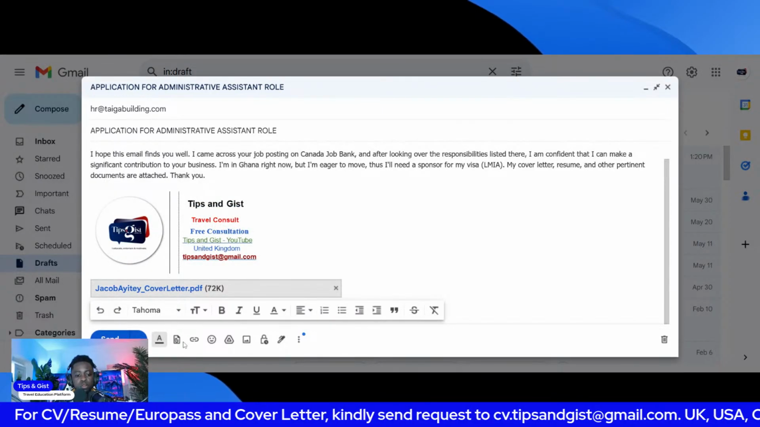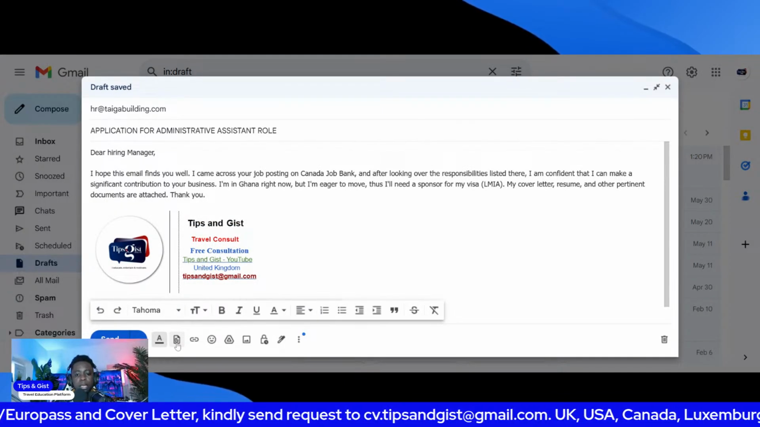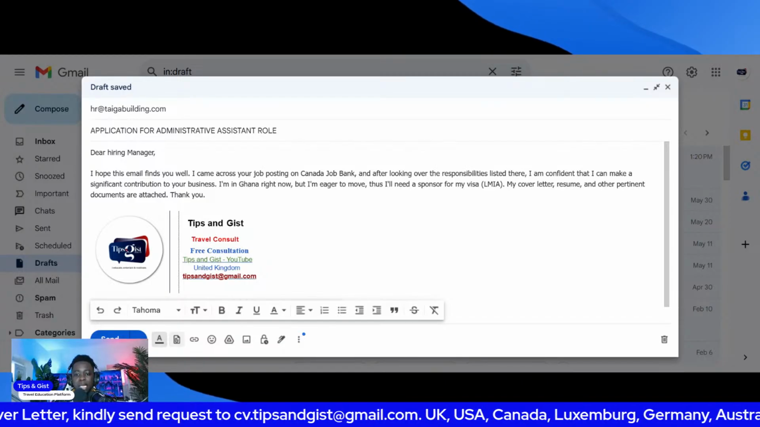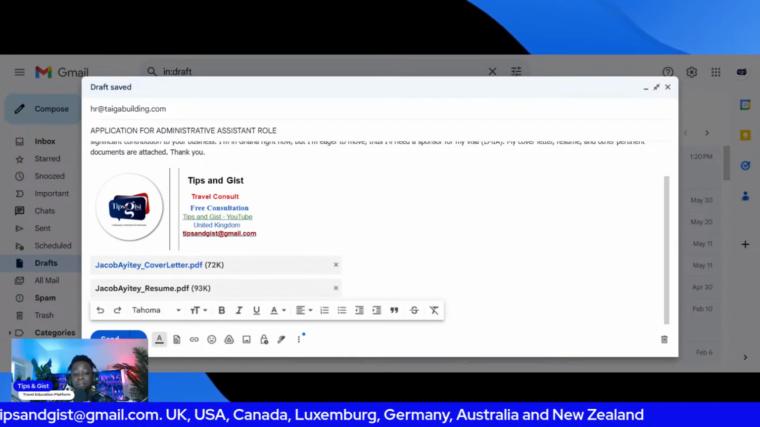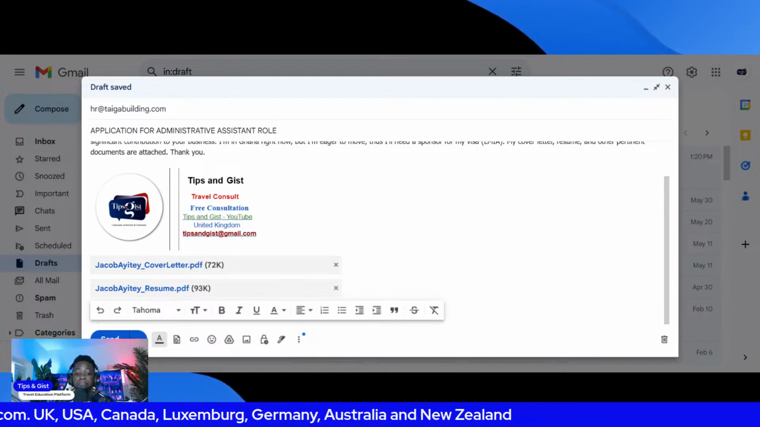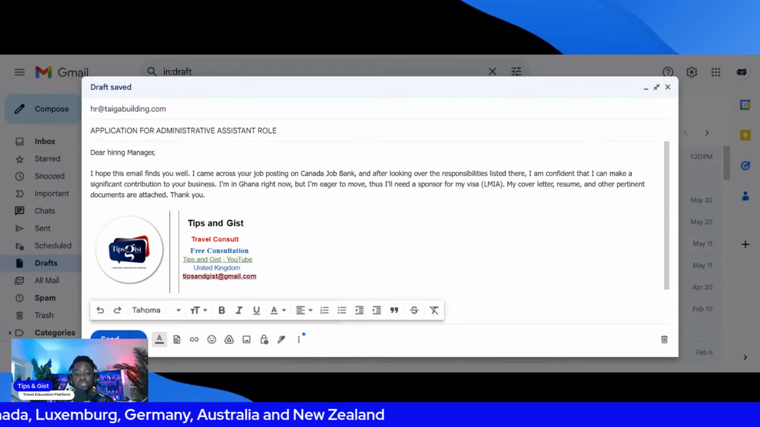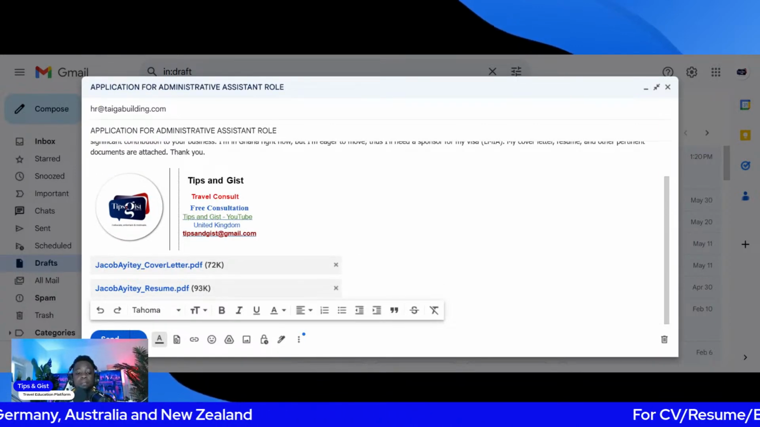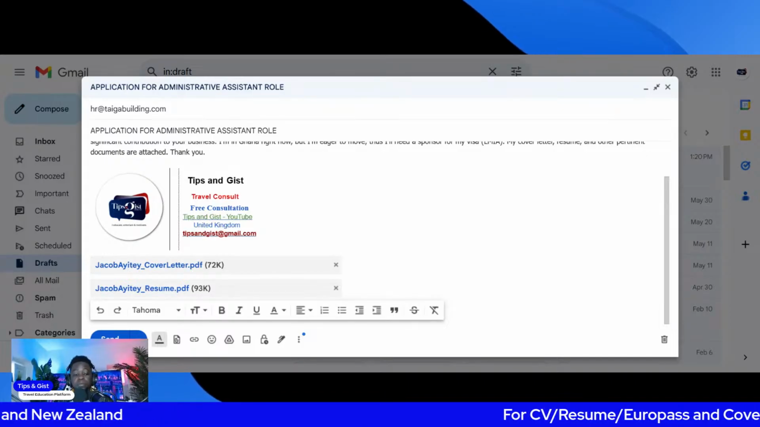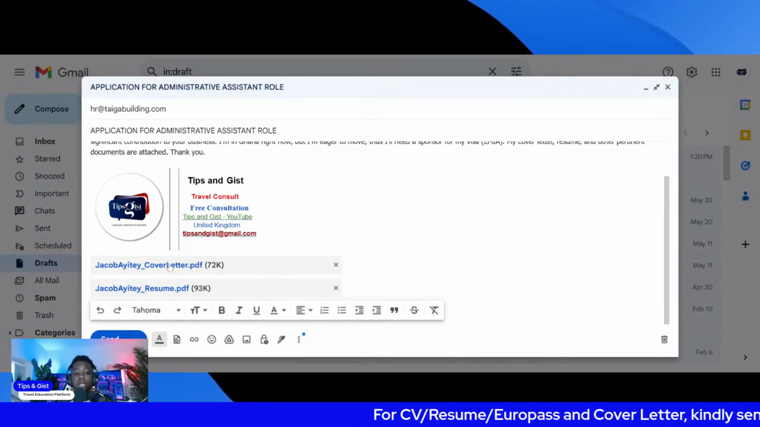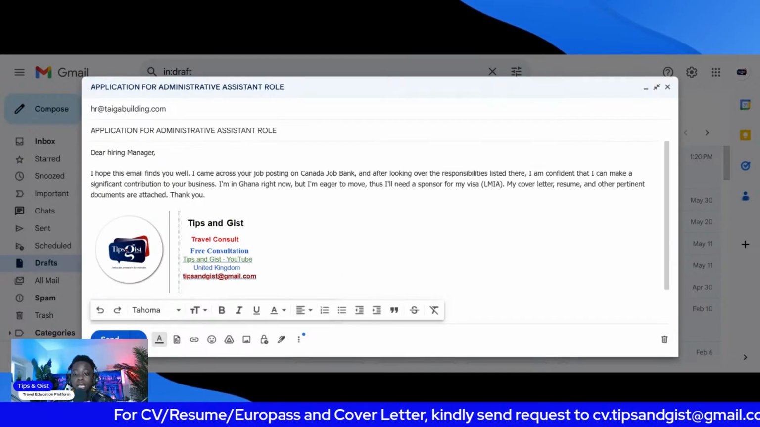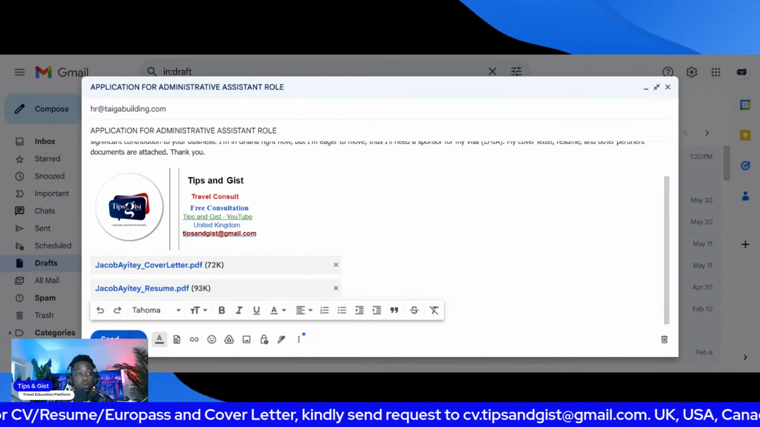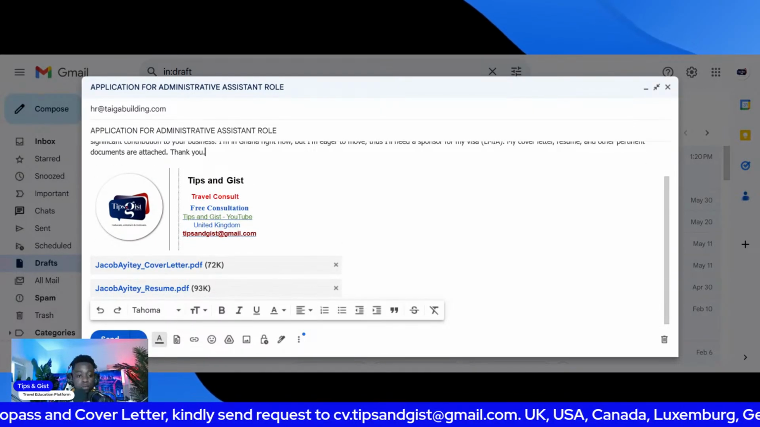Okay, now the resume, when you are uploading the resume, make sure that it is a PDF and not a document. Okay. So after you design your resume, please convert it to PDF. After you write your cover letter, convert it to PDF and not a Word document. Employers would like to read it as a PDF file and not a Word document.